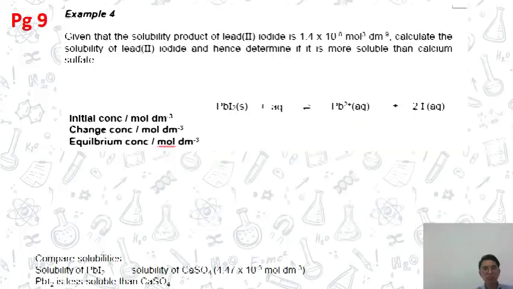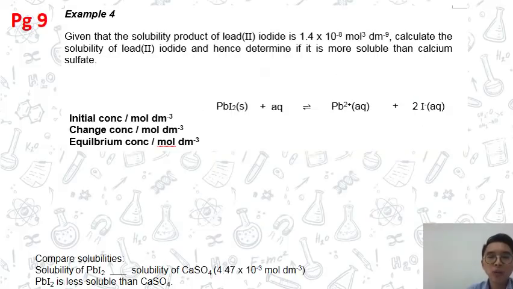Okay, Ken, let's move on to the next one, example 4. Now you have lead 2 iodide. As per normal, ignore this 0, this 0. This will be plus x, plus 2x. At equilibrium, at saturation, this will be x and 2x.